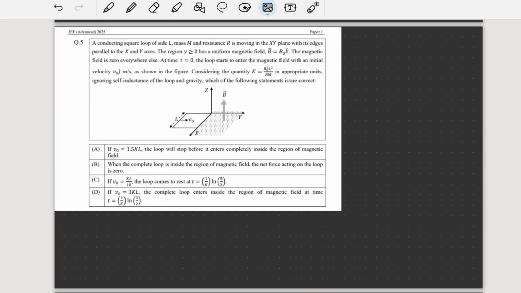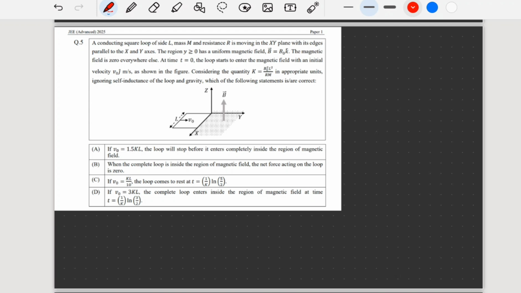Let's see question number 5 from paper 1. A conducting square loop of side L, mass m, resistance R is moving in the xy plane with its edges parallel to the x and y axis. The region y greater than or equal to 0 has a uniform magnetic field B naught k. Magnetic field is 0 everywhere else.